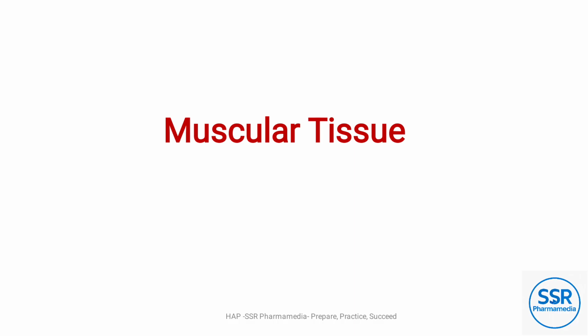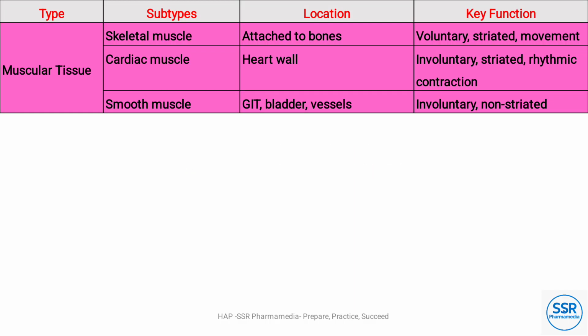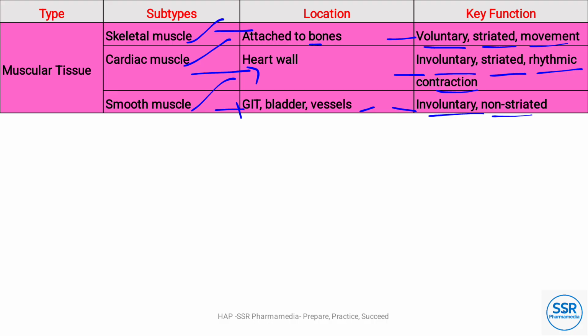So next tissues are muscular tissues. Let's see the types of muscular tissue: skeletal muscle, cardiac muscle, smooth muscle. Skeletal muscle is attached to the bones, and its main function is voluntary, striated movement. Cardiac muscle is present in the heart wall. Its main function is involuntary, striated, rhythmic contraction. Smooth muscles are present in the GIT, bladder and vessels. Their main function is involuntary, non-striated.